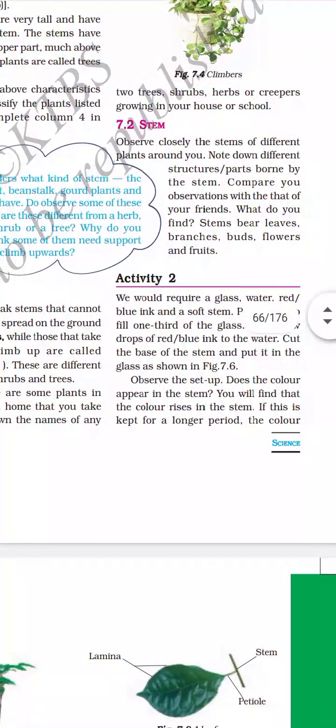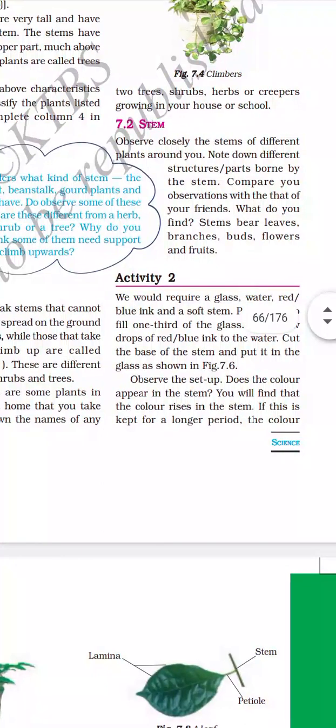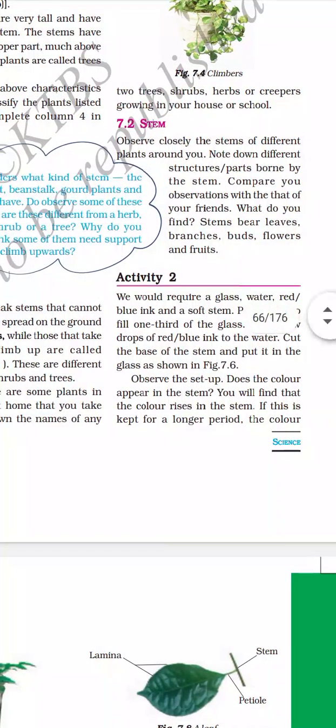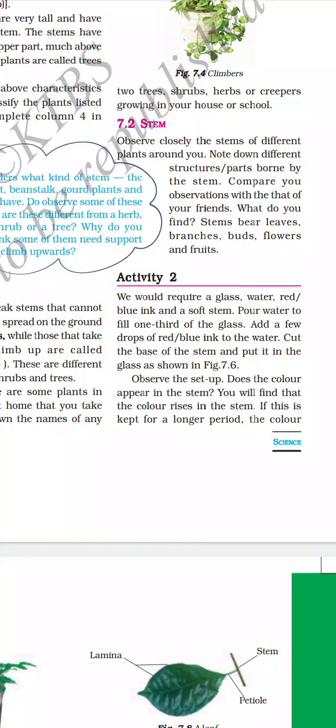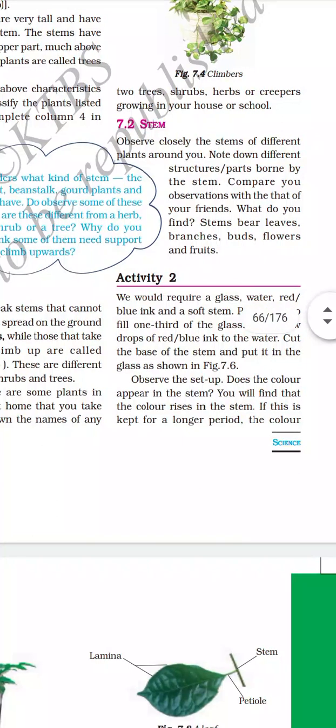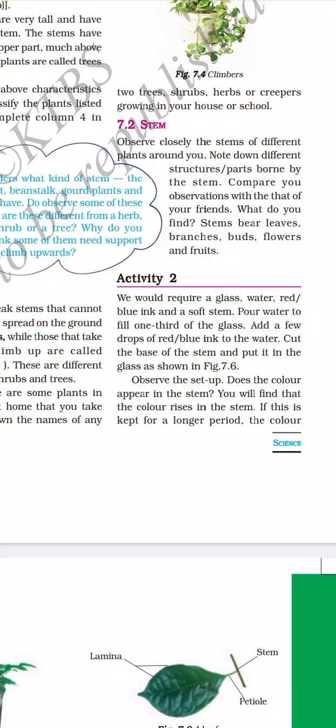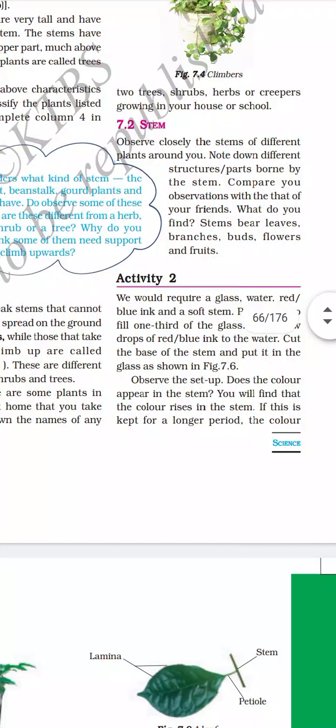Observe closely the stems of different plants around you. Note down the different structures borne by the stem. Compare your observation with that of your friends. What do you find? Stems bear leaves, branches, buds, flowers and fruits. What does the stem consist of?